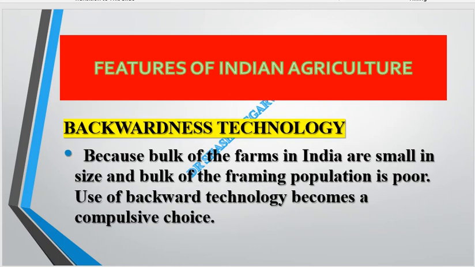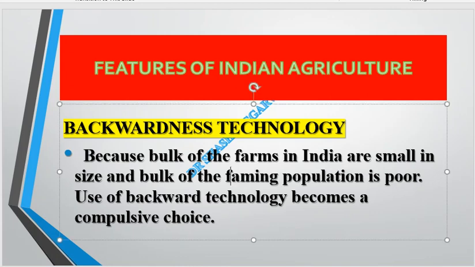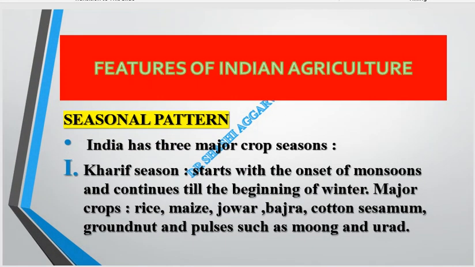Because the bulk of the farms in India are small in size, the bulk of the farming population is very poor, so they cannot afford the mechanization of farming. So they are depending upon the traditional way of cultivation. So use of backward techniques becomes the compulsory choice. So their productivity and their income is very low.